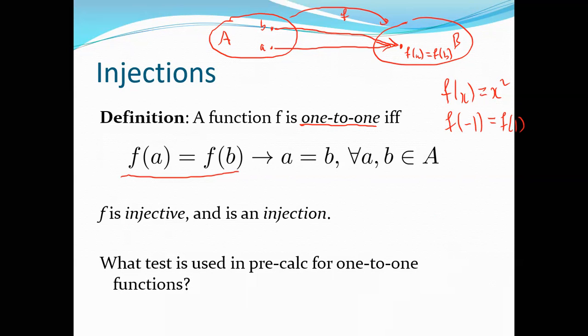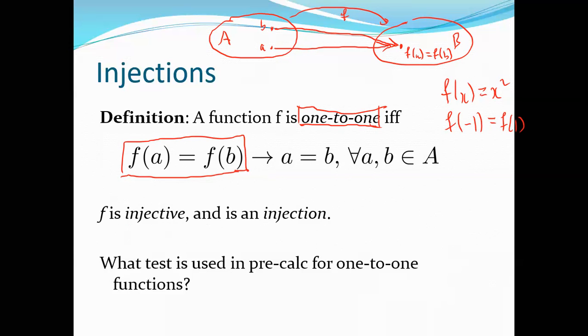What's not allowed is for one input to multiply into multiple outputs. So one input can never spontaneously generate itself into multiple outputs. That's what's not allowed for a function. But two inputs going to the same output, that's fine. But one-to-one is a special kind of situation. It says if you ever have the same image, then what's true about the inputs?